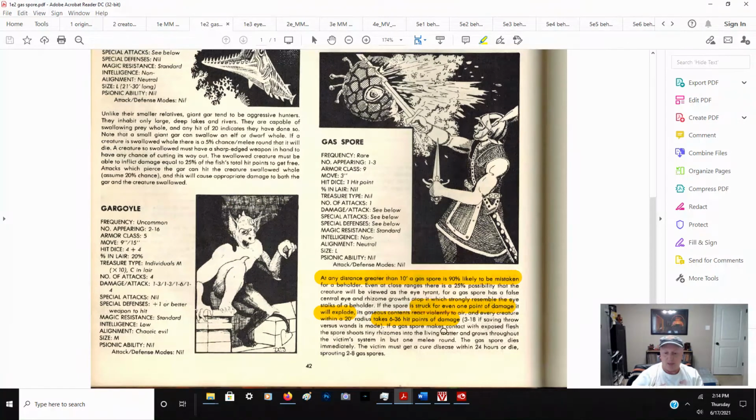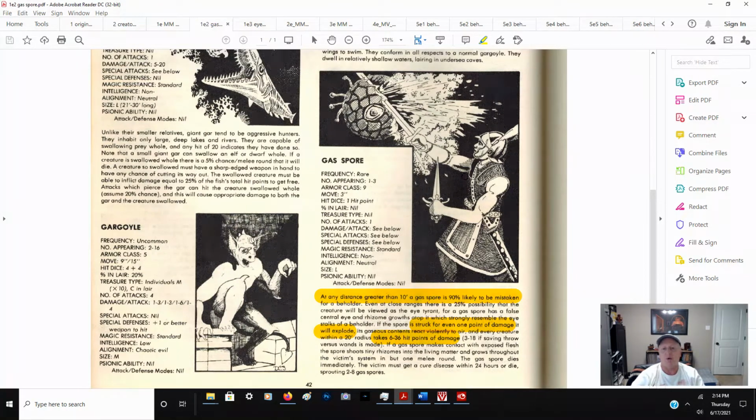They tell you that if the gas spore makes contact with exposed flesh, the spore shoots its tiny rhizomes into the living matter and grows throughout the victim's system in but one melee round, so incredibly fast. The gas spore dies immediately. The victim must get a cure disease within 24 hours or die, sprouting 2 to 8 more gas spores. So there was a little mimic of the beholder way back in first edition. I always thought this was something fun to put in dungeons. Why they ever did away with it in the future editions, I had no idea.